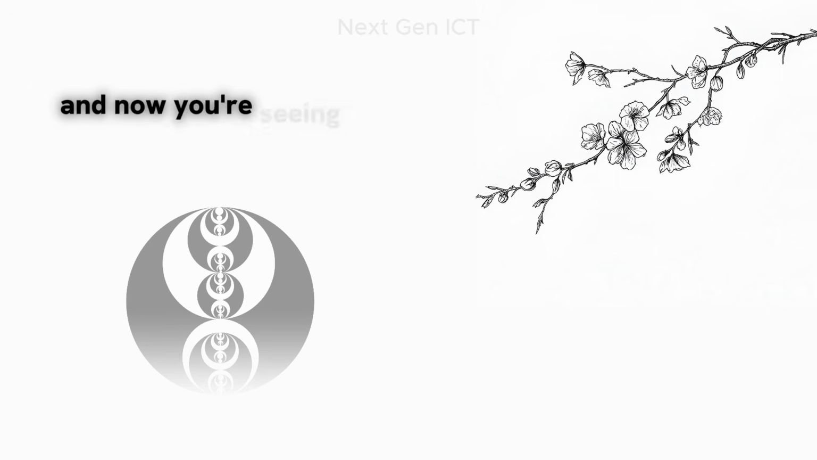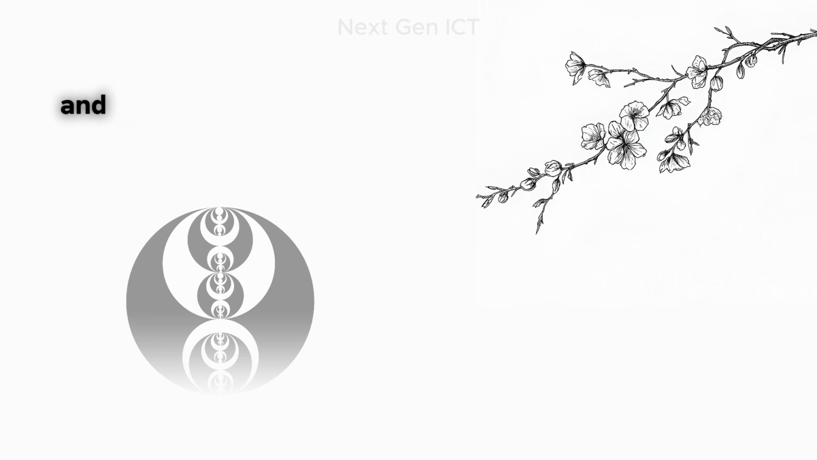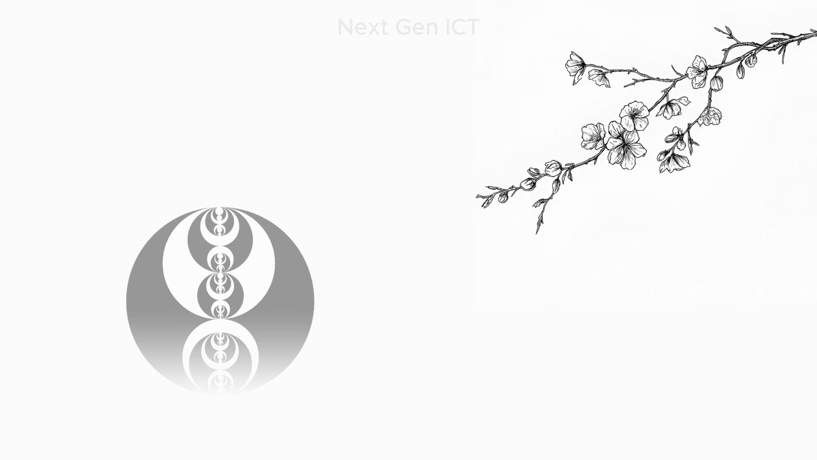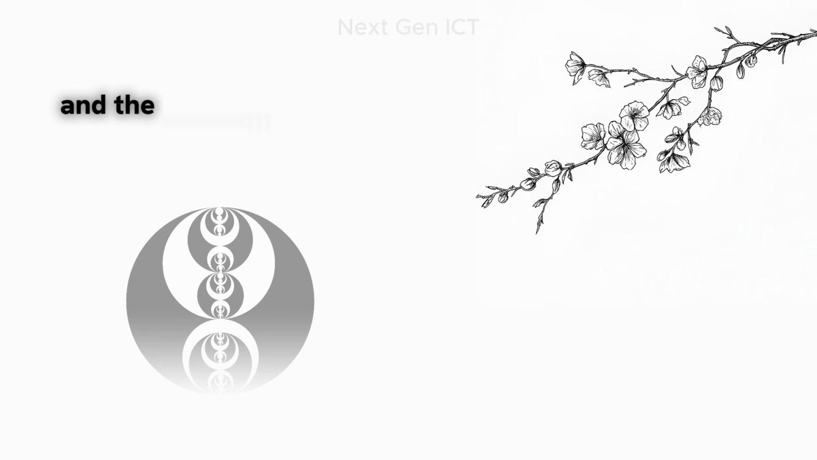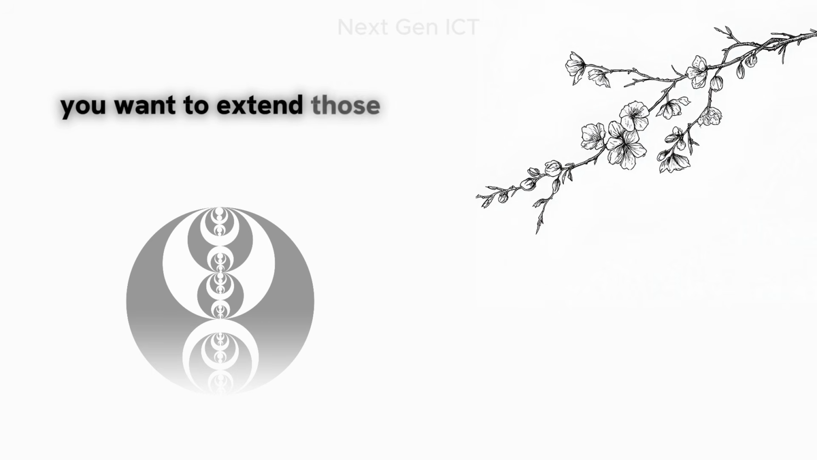And now you're seeing the fruits of understanding what that is and what it can bring to you in terms of knowing what price is likely to do next with a great deal of probability. And what is that? I mentioned the new week opening gap, which is the closing price of the previous Friday and the opening price on Sunday. That range, whichever is higher, Friday's close or Sunday's opening, and the midpoint, which is consequent encroachment, you want to extend those levels through the entirety of the week.